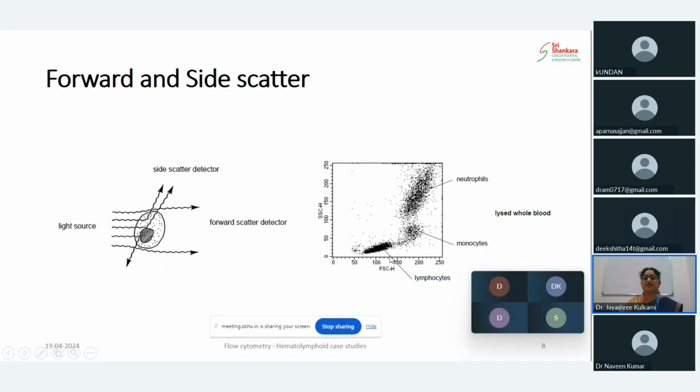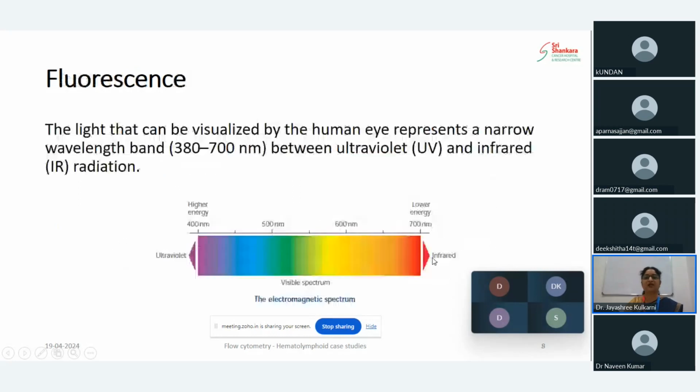So your lymphocytes are the smallest ones and the least complex. They fall lower on the forward as well as the side scatter. Monocytes are slightly larger and slightly more complex, so they fall here. Whereas your granulocytes or the neutrophils, they are the most complex, with very coarse granules. Hence, they fall high on your side scatter and they are also larger in size. So this is the same Coulter principle which is used in flow cytometry as well.